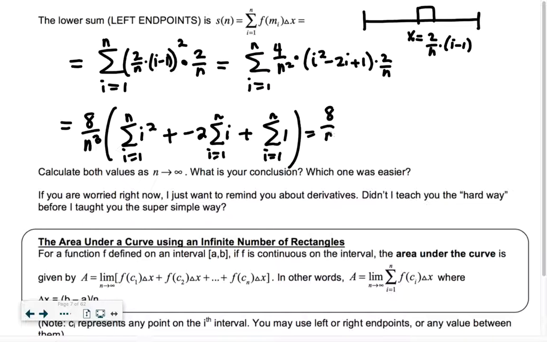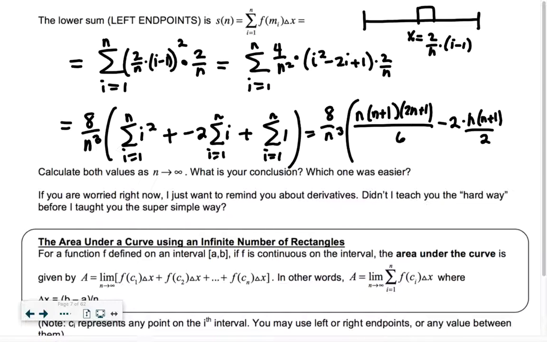We're going to have our 8 over n cubed, and we're going to multiply by summation of i squared. So that's going to be n times n plus 1 times 2n plus 1 all over 6, minus 2 times summation of i, n times n plus 1 all over 2. And summation of 1, if I have 1 plus 1 plus 1 plus 1 plus 1, what do I get? N, right? Because it's going to be 1 added to itself n times. A lot more complicated, isn't it?